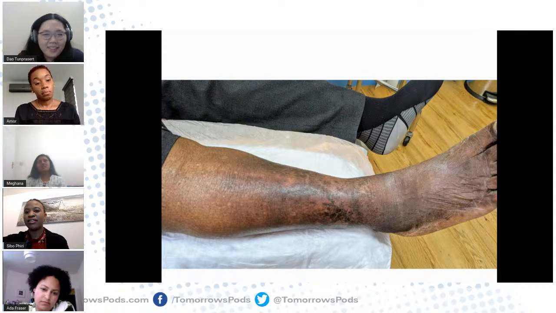Do you remember this one? Oh, sorry. Yeah. Go on, Amor. Yes. He is on his left side. You can see that he has on a sock. That's actually a compression sock. So he has venous disease. This is a type 2 diabetic. He also has a history of cardiovascular disease.